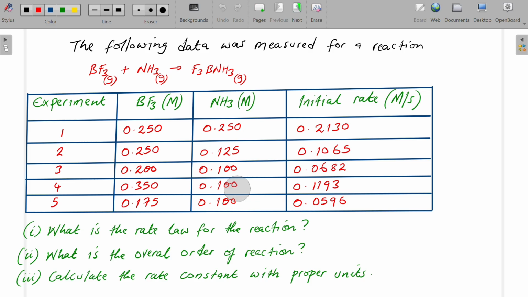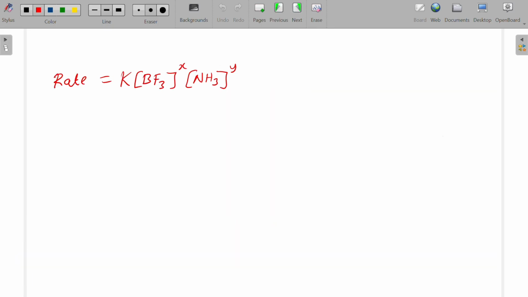Now, what you do is, after choosing those experiments, you are going to use the information you have everywhere. For example, you are starting with the information you have on BF3. On both experiment number 4 and number 5, you also go to NH3, you pick the information you have on experiment number 4 and 5. You also go on your initial rates, and then you pick what you have on experiment number 4 and number 5. And that's what will help you determine the order according to BF3. So let's go ahead and do that.